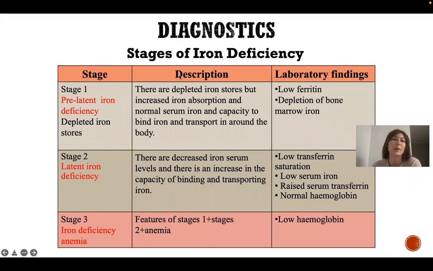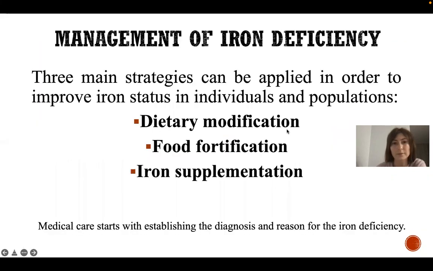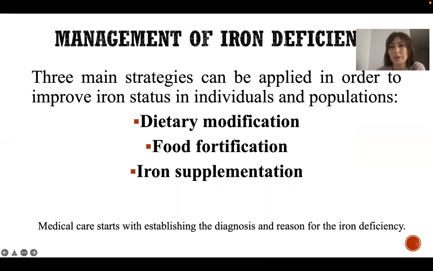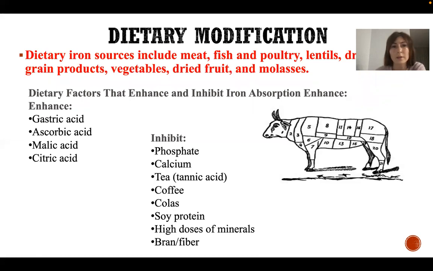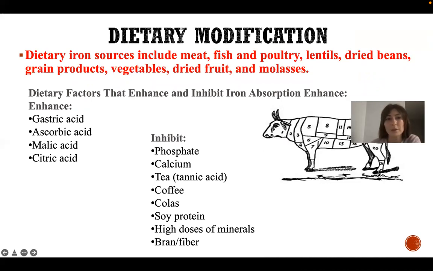Stages of iron deficiency. Stage 1, pre-latent iron deficiency. Stage 2, latent iron deficiency. Stage 3, iron deficiency anemia. Management of iron deficiency. Three main strategies can be applied in order to improve iron status in individuals and populations: dietary modification, food fortification, iron supplementation. Dietary iron sources include meat, fish, poultry, lentils, dried beans, grain products, vegetables, dried fruit, and molasses.